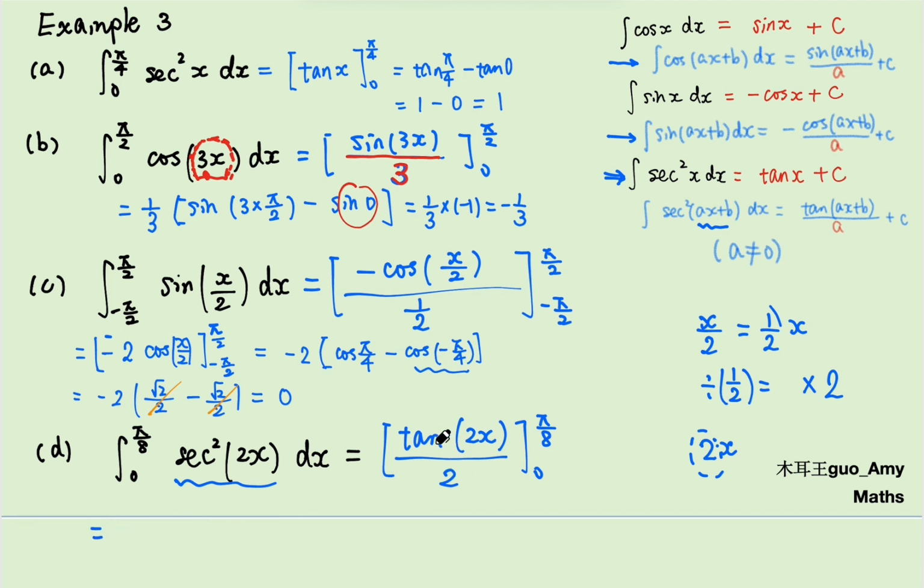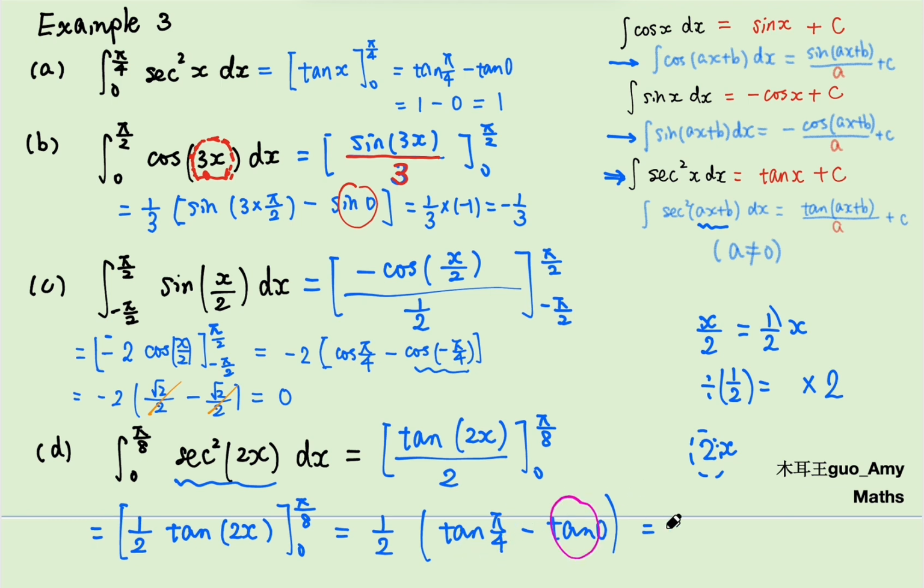And similarly, when the whole thing divided by 2, we can put a half to front as a coefficient. Then we will have tangent 2x. We are going to leave a half outside as a common factor. Then substitute the upper limit pi over 8. Then times 2, we will have pi over 4. Then minus, when we substitute 0, we will have tangent 0, which is equal to 0 as well. Tangent pi over 4, which is 1. Therefore, final answer is a half times 1, which is a half.